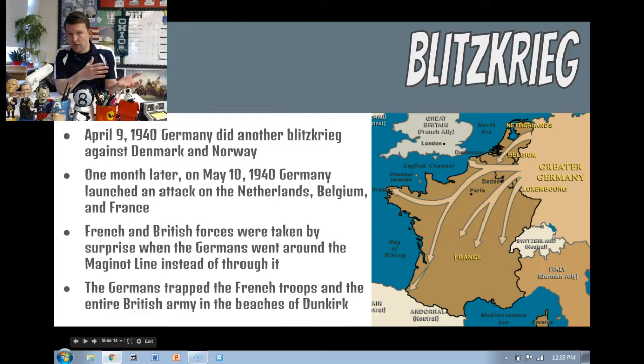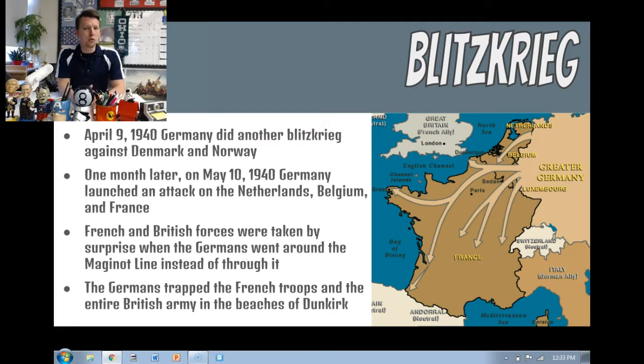Remember, Great Britain and France drew the line in the sand and said, if you attack Poland, we're going to attack you. So by April 4th, 1940, Germany did another blitzkrieg against Denmark and Norway in kind of preparation for this large-scale attack. And then 1 month later, on March 10th, Germany launched an attack on the Netherlands, Belgium, and France. They kind of poured around what was known as the Maginot Line. It was almost like an imaginary line that was going to protect France from Germany.